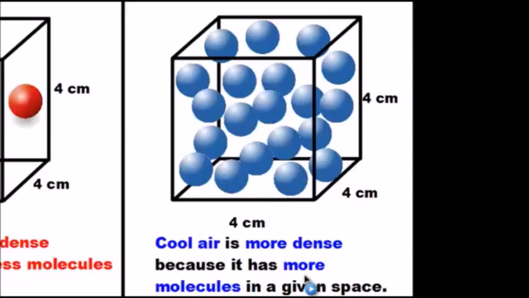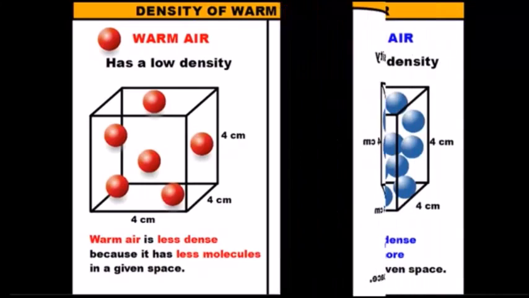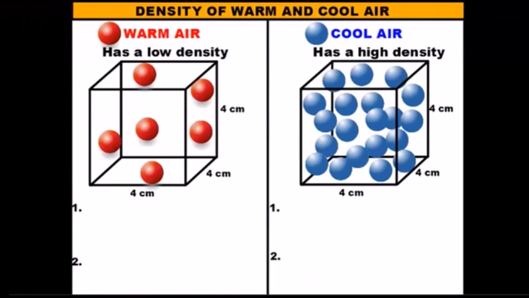Now that's the basics as to why warm air and cool air have different densities, but let's take a look at what actually goes on to make warm air less dense and cool air more dense. Alright, so as we're looking at our cubes of air here, you'll notice again that the warm air has much fewer molecules in it than cool air does. And the reason why has to do with the speed of the molecules.